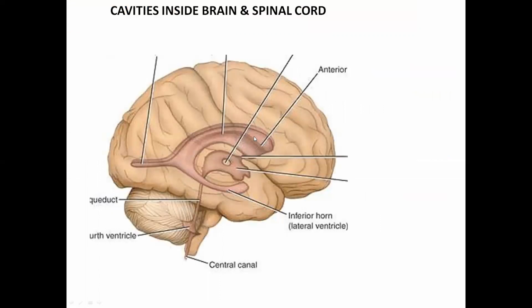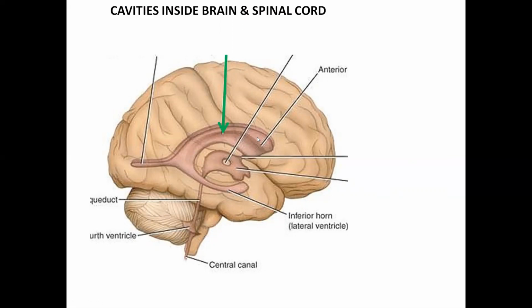So, what do you mean by cavity? The cavity inside the brain is nothing but the ventricles, which are going to secrete cerebrospinal fluid. The cerebrospinal fluid that circulates in these ventricles then communicates with the subarachnoid space through the openings in the fourth ventricle.